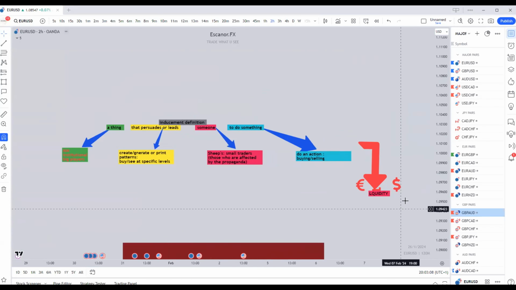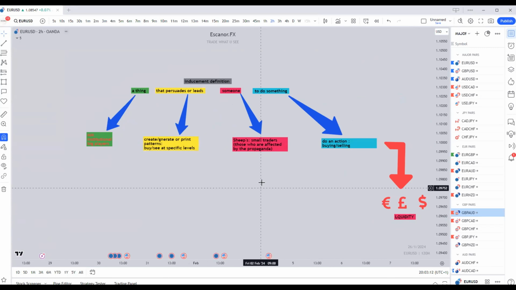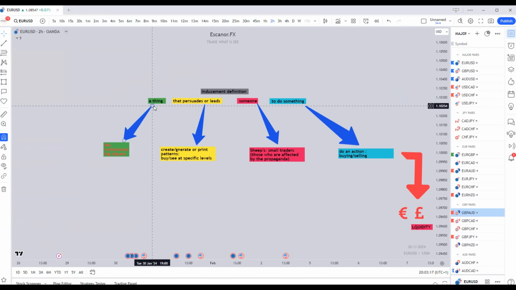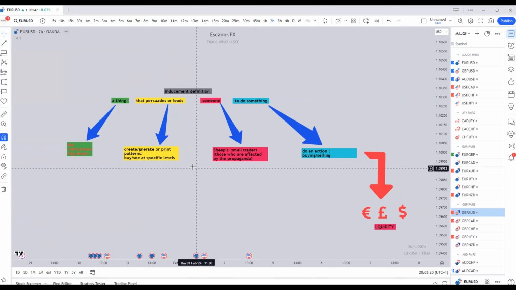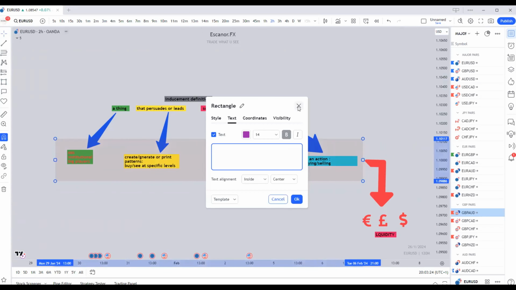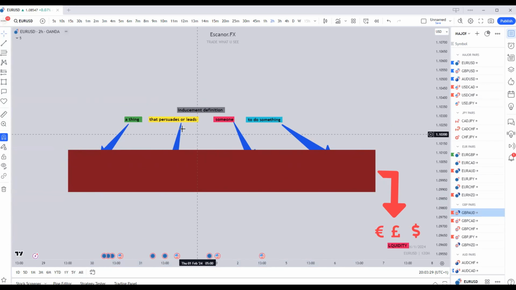I'm going to start by trying to simplify everything, okay? The definition of inducement is a thing. Let's keep this out of the box, and then we're going to explain every part of this definition. The first part is: a thing that produces or leads someone to do something.